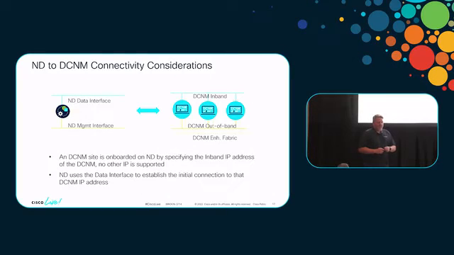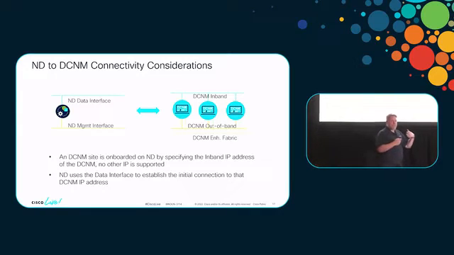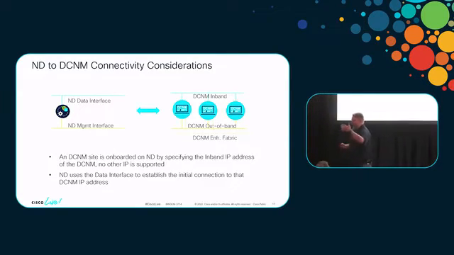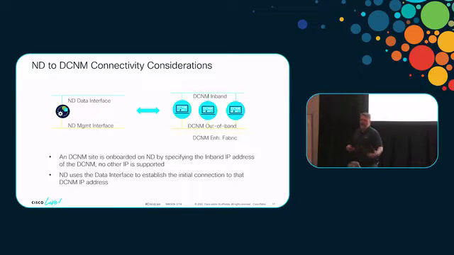If we talk to a DCNM-based fabric, there we have more than 2 interfaces. There's more than just the in-band and the out-of-band like we have in an APIC. We have an enhanced fabric interface, we have a fabric interface, the in-band interface and the out-of-band interface. In that case, we need to have the communication of the data interface of the ND towards the in-band interface of the DCNM.